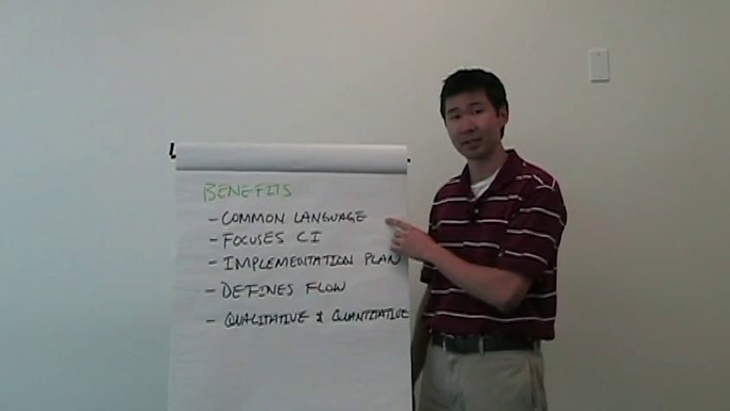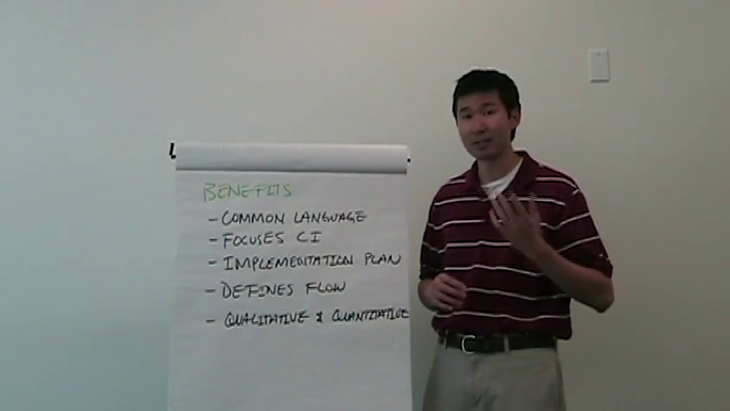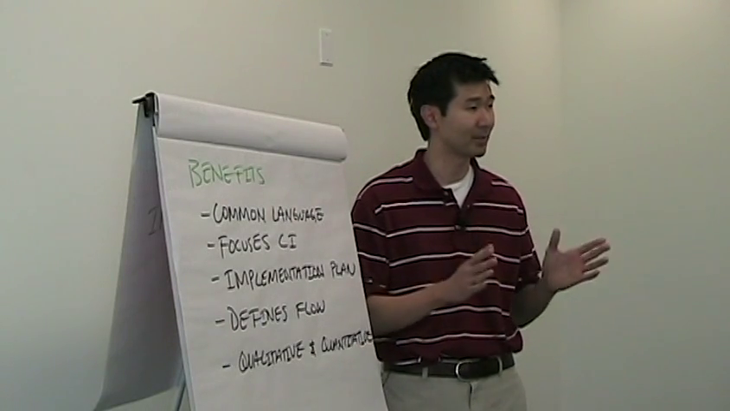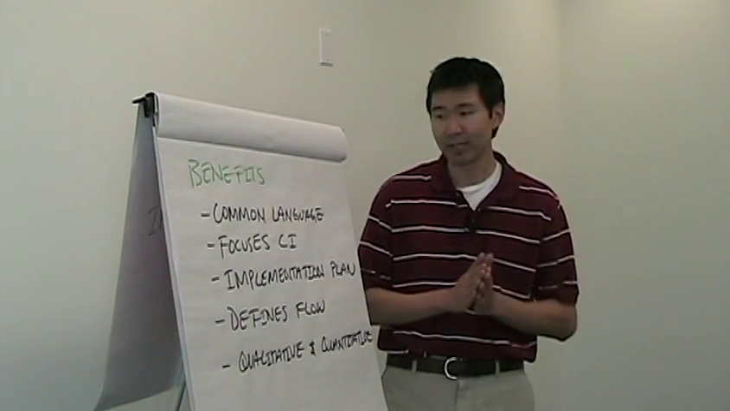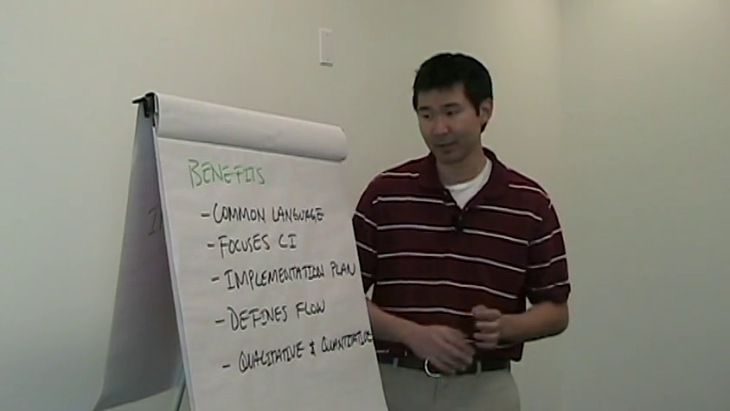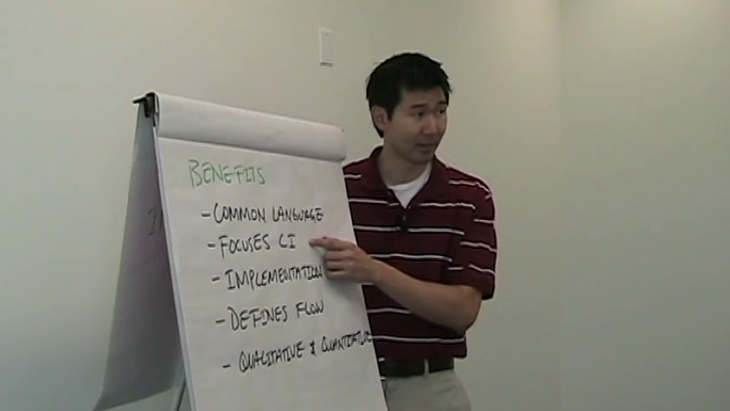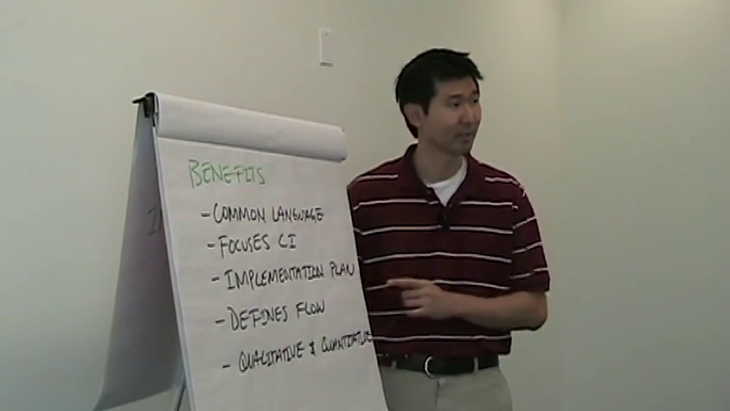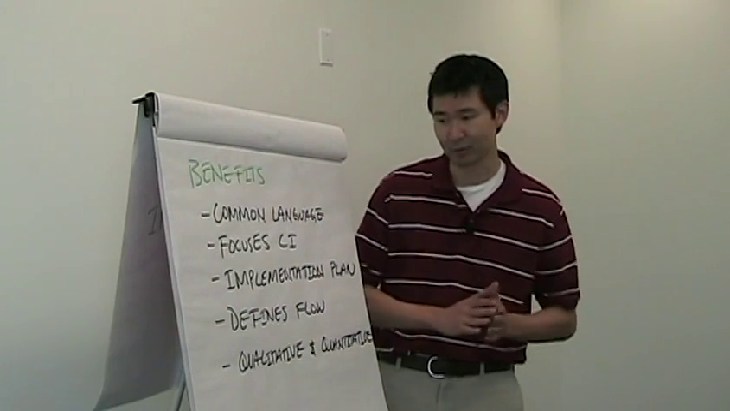First of all is it creates a common language. So if you're in a hospital setting or in a factory setting, as long as you understand the value stream mapping symbols and the concepts, you can read any value stream map in the world and understand the improvements that that group is trying to make. The second thing is it creates a focus for your continuous improvement effort through an implementation plan that you drive out of your current state value stream map.